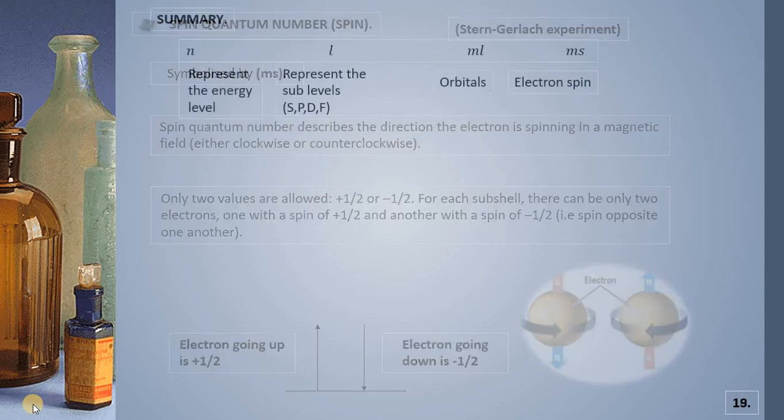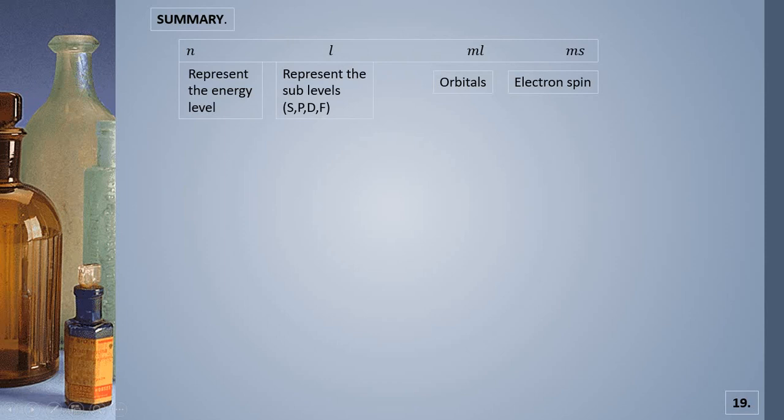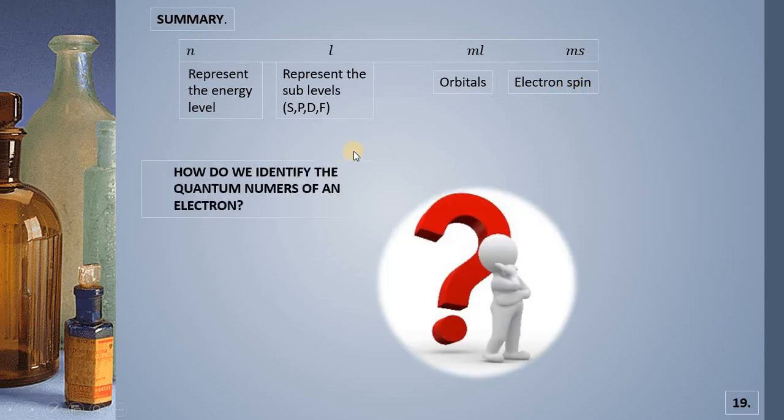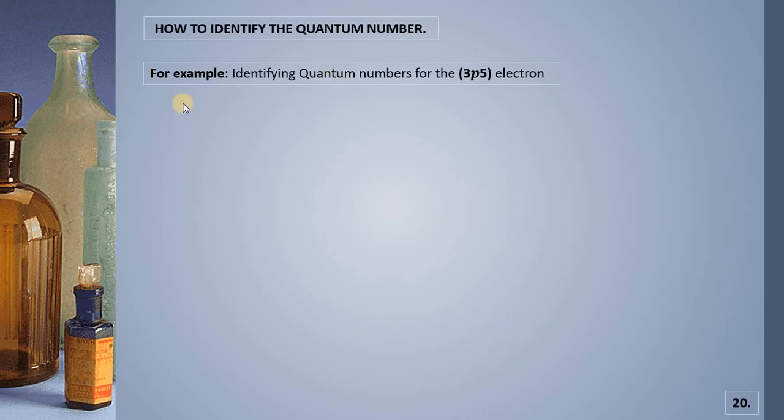So now, a summary of all I said: N represents the energy level, L represents the sub-level, ML represents the orbital, MS represents the electron spin. Now, how do we identify the quantum number of an electron? That is when we tend to understand more. So, how do we identify the quantum numbers for a 3p5 electron? Let's progress.